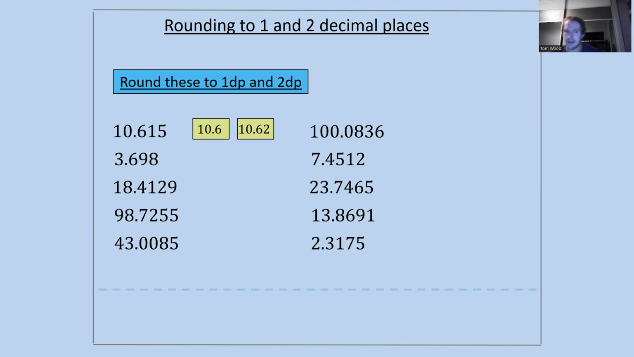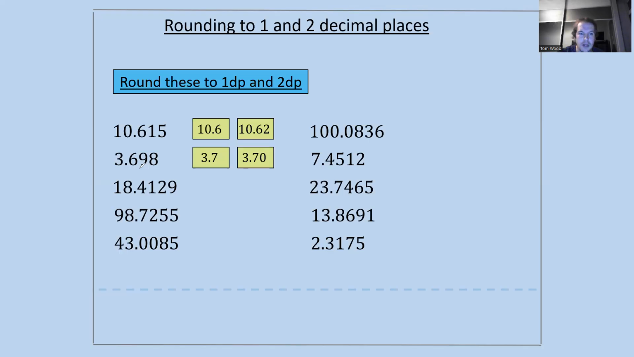Now, the next one varies a little bit, which is why I thought I'd leave it in there. So first of all, 3.7 is the optimum answer here. So 3.698. That 9 is going to round the 6 upwards to a 7. Now, when we look at this to 2 decimal places, we actually get the exact same answer.